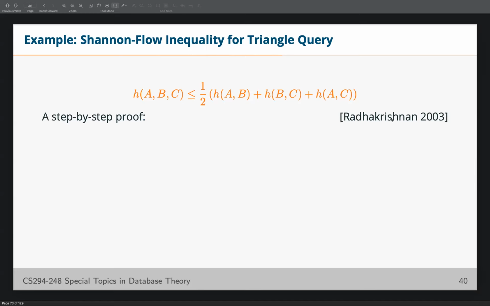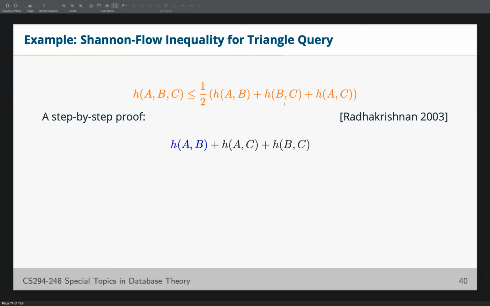Now, this proof is basically from a paper by Radhakrishnan in 2003. It was very interesting. I'm sorry, I probably misspelled his name. Anyways, the proof goes like this.